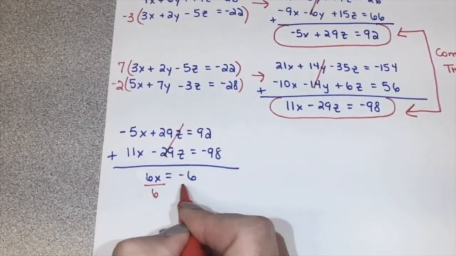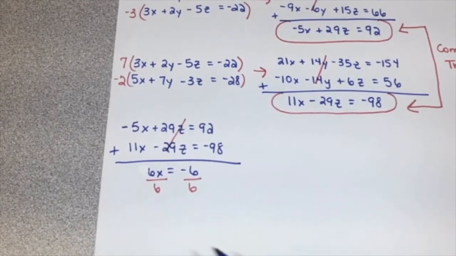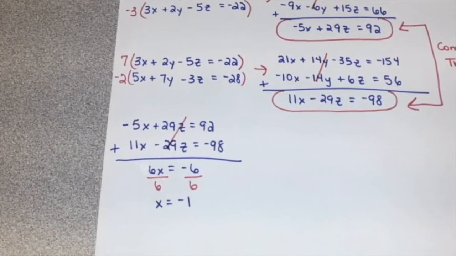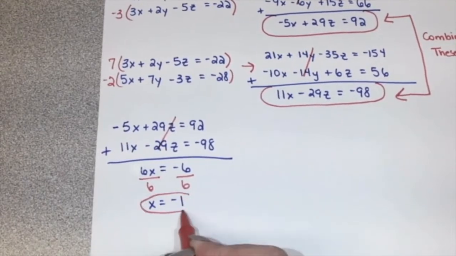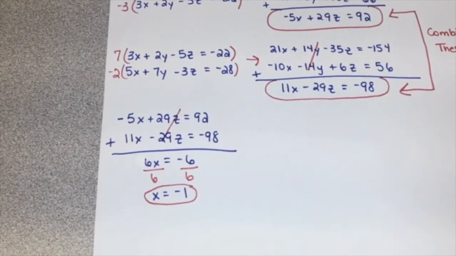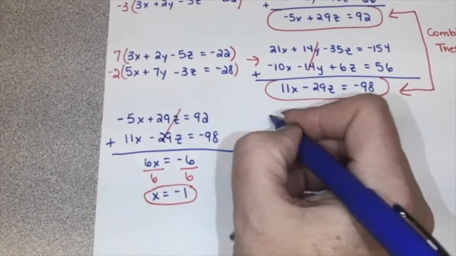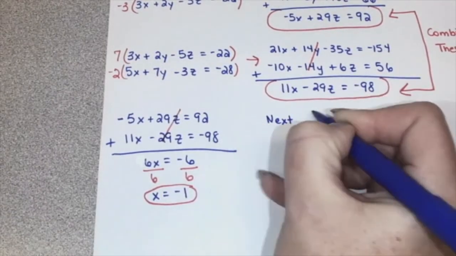So I don't know why I can't copy down numbers right. So you want to make sure you don't make sign errors, and I guess you want to make sure you copy down the numbers correctly, like I can't seem to do. So we've got x equals negative 1. That's a third of the answer. We just need to find y and z. Okay. So the next thing is we're going to find z.